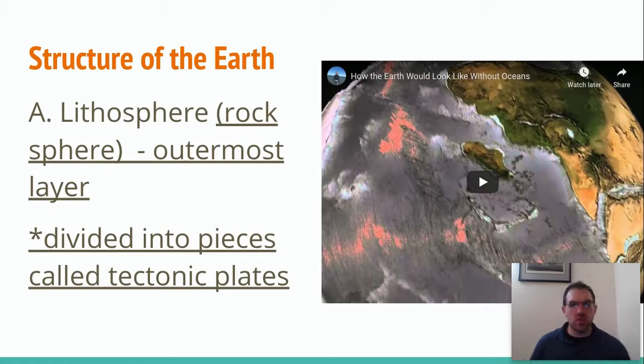So let's talk about the structure, the features of the first layer. The way that we're doing it here is, how do they act? The way that this acts is that they move. So the outermost layer involves things that move, and it's not just one solid rock like some other planets are. Other planets are just one solid piece. Not ours. Ours is broken up into things that we call plates. So it is the rock sphere, or the lithosphere. Lithos is, I believe, a Greek word that means rock.